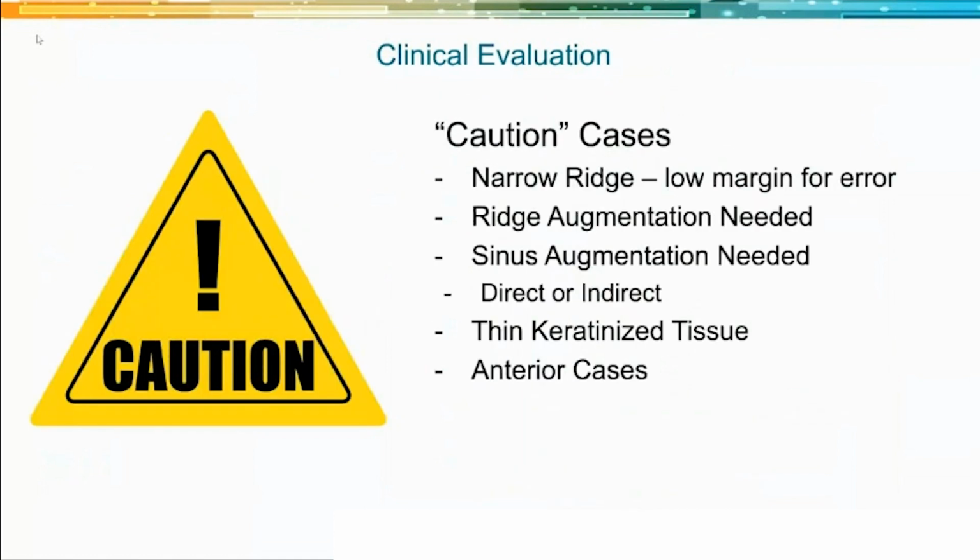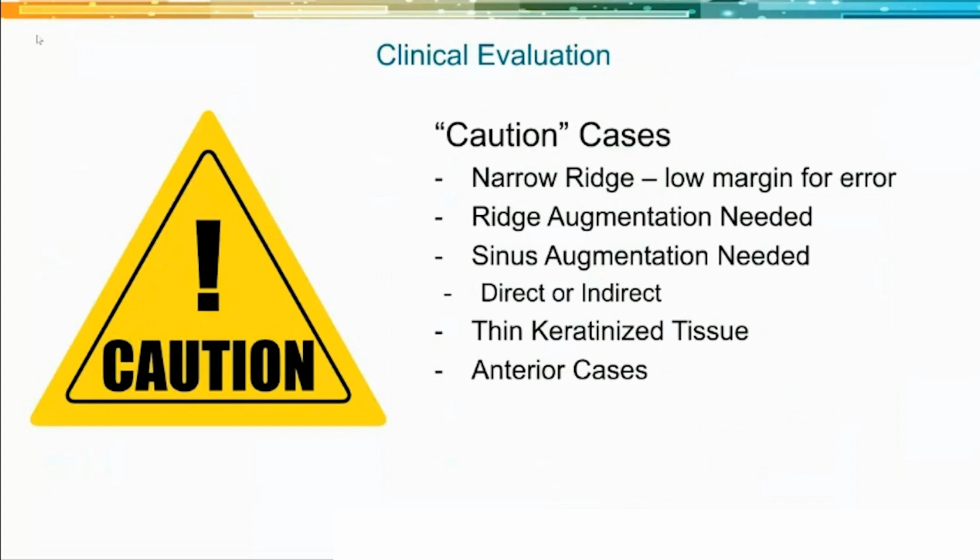Kind of caution cases, I'll call them. These are the ones to really treatment plan carefully and consider depending on where you are in your implant journey. But if you've got a narrow ridge, which would leave a low margin for error during surgery, if ridge augmentation or sinus augmentation is needed, direct or indirect augmentation, either one of those. If it's a thin keratinized tissue biotype, and then anterior cases that are more aesthetic in nature, again, are kind of those caution cases.